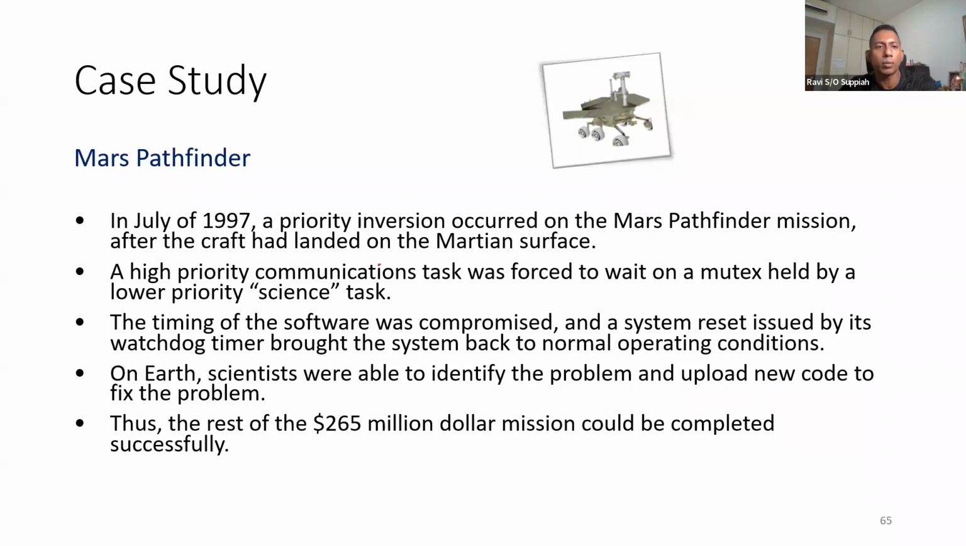Another one was the Mars Pathfinder, 1997. This was a classic case of a priority inversion problem, where a high priority task, which was a communication task, was forced to wait on a mutex held by a low priority science task. This science task is basically the experiment that the rover was supposed to carry out on Mars. Because of some, again, software design with the mutex, the communication task was forced to wait.